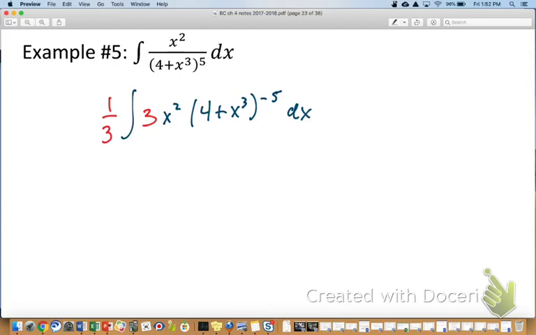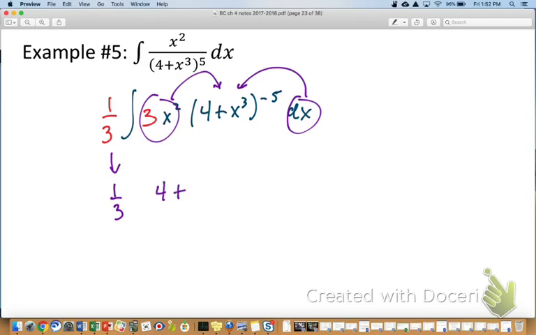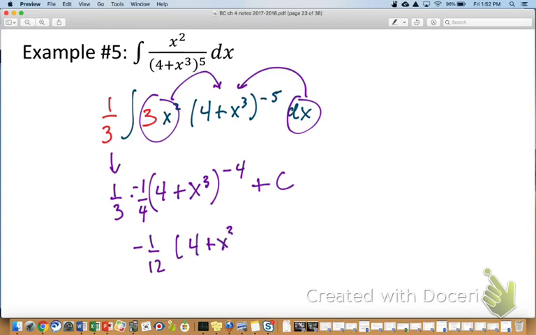We're ready to proceed. The 1/3 does not go anywhere. The 3x squared and the dx are both going to go back into the input, which is where they came from. And the only thing we really have to do is find the antiderivative of the big outside function. So it'd be the -4th power and then times -1/4 on the outside plus c. And of course, just -1/12. I'm sure you guys can handle stuff like that probably in your head, no problem. That'd be our final answer.